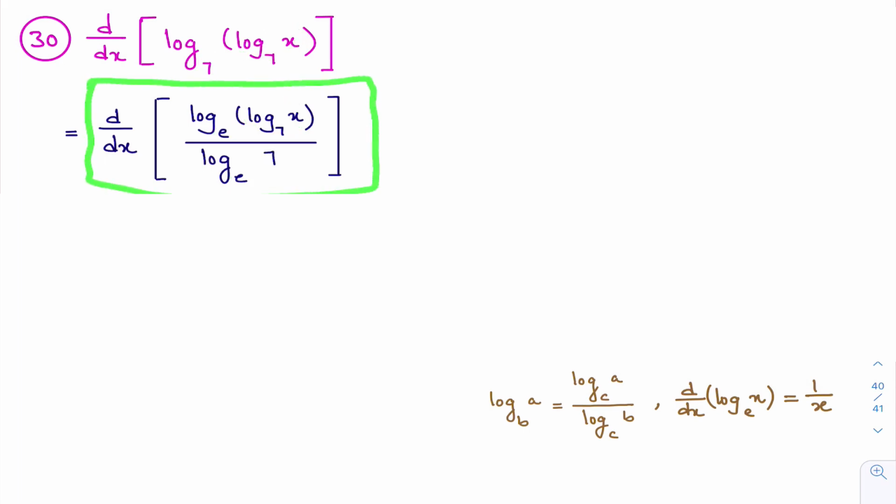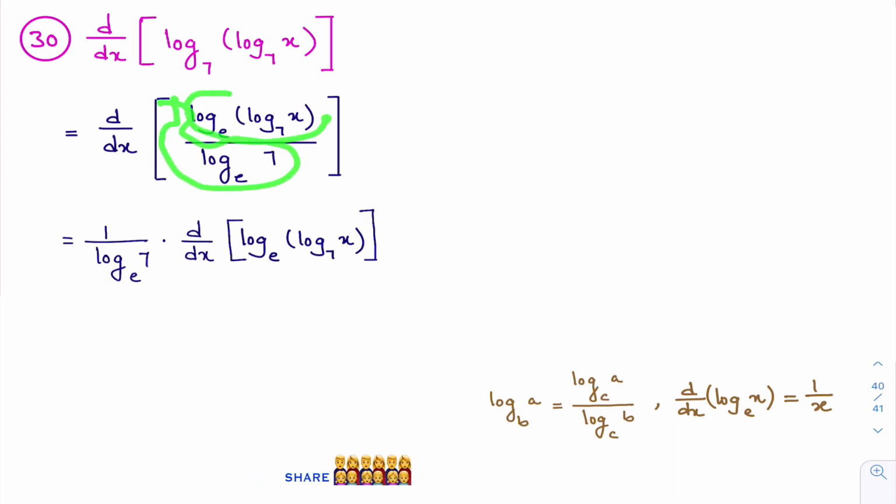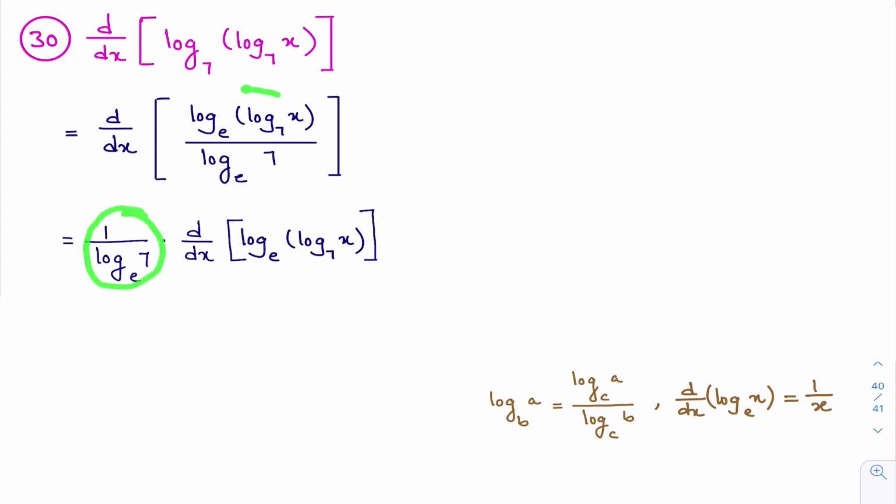Here you observe this part, log 7 base e. This is constant. Log 7 value is constant. Some number you will get. This is constant. So it is looking like d by dx of ku, basic rule of differentiation. D by dx of ku is what? K into derivative of u.